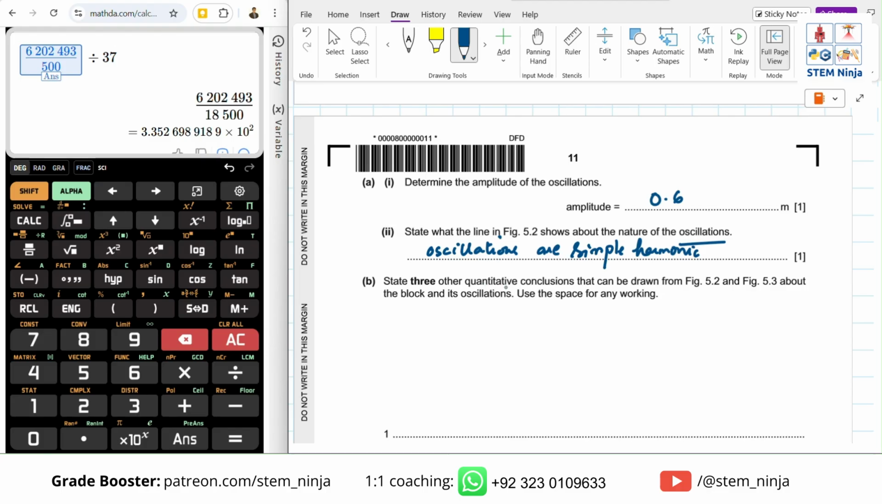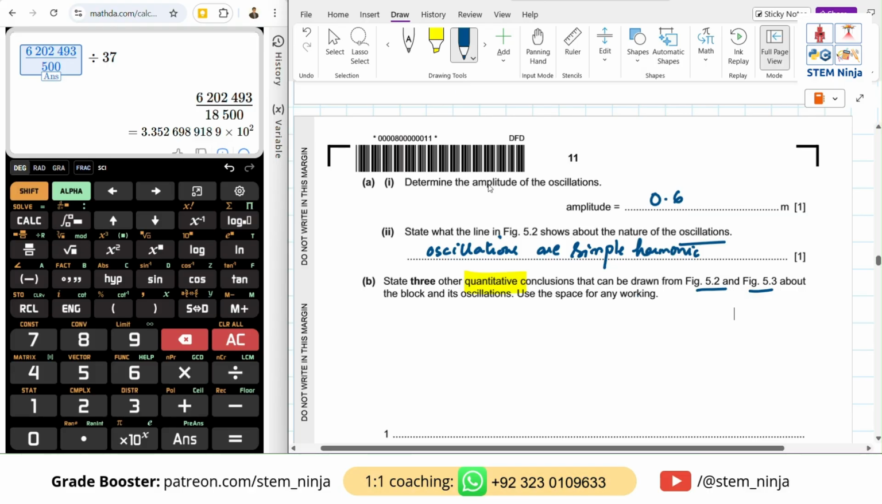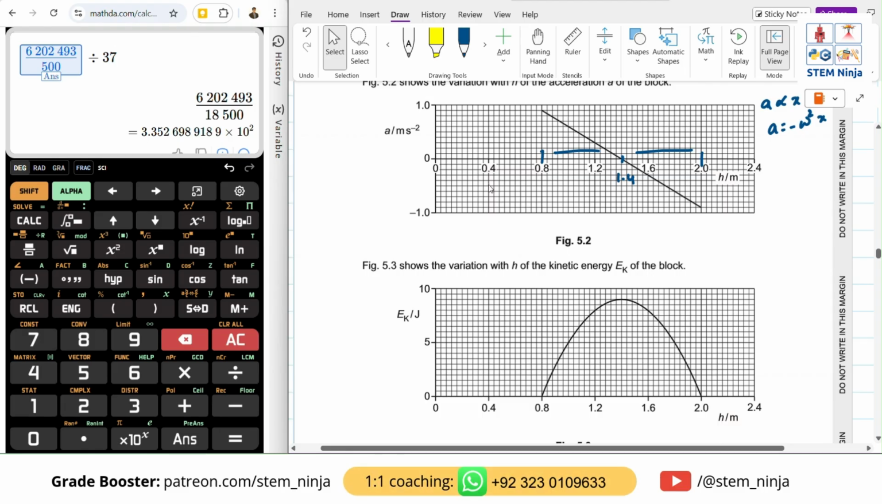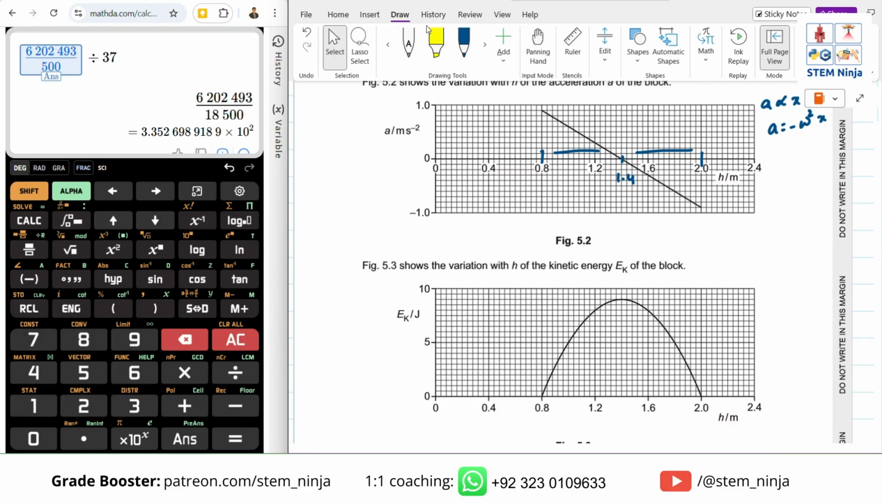State three other qualitative conclusions. Qualitative conclusions that don't necessarily rely on the numbers, that can be drawn from figure 5.2 and 5.3 about the block and its oscillations. Use the space for any working. First off, we have already deduced that the oscillations are simple harmonic. Let's see what else we can do.